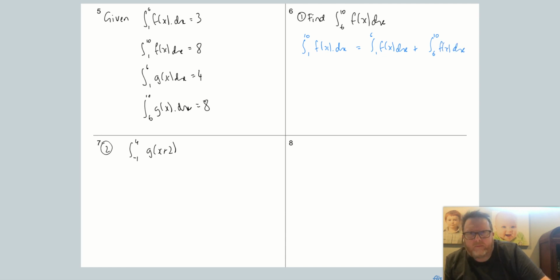So why do that? Well, it's all about planning ahead, isn't it? I know I've got 1 to 6, and I know I've got 1 to 10. And it's no coincidence that 6 to 10 is kind of like the missing link there. So my 1 to 10 is now split into 1 to 6 and then 6 to 10. Okay, this is good news because some of these I have values for. So the 1 to 10 I know is 8, so I can replace that with 8. The 1 to 6 is 3, I've got that. And the 6 to 10 is what I'm looking for.